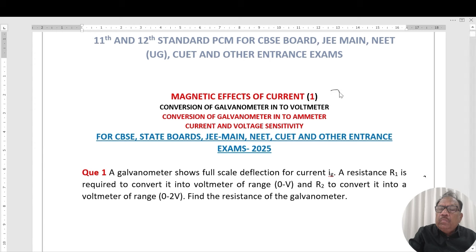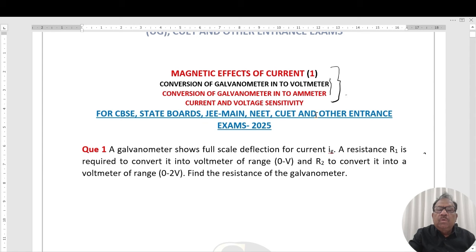In today's session, I will discuss magnetic effects of current. The topics being discussed are conversion of galvanometer into voltmeter, conversion of galvanometer to ammeter, and current and voltage sensitivity and their effects. All these are being discussed through illustrations. Let's start. All these are applicable for CBSE board, state board, JEE Mains, NEET, CUET and other entrance examinations 2025.